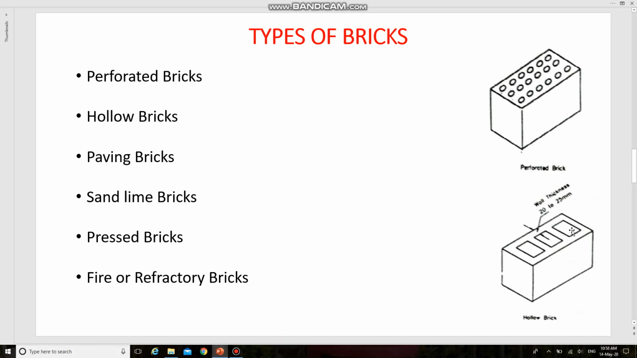And the final, last type is fire or refractory bricks. These bricks are made from fire clay, and the process of manufacturing is the same as that of ordinary clay bricks. Burning and cooling of fire bricks are done slowly. The clay used for these bricks should contain 25% to 35% of alumina and 75% to 65% of silica. These bricks withstand very high temperature without melting and hence these are used for lining the interiors of ovens, chimneys and furnaces.